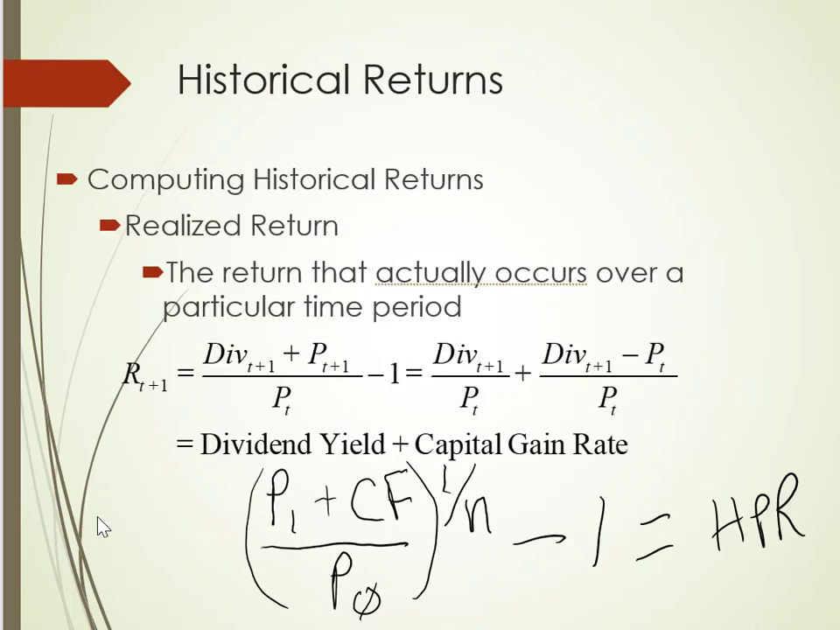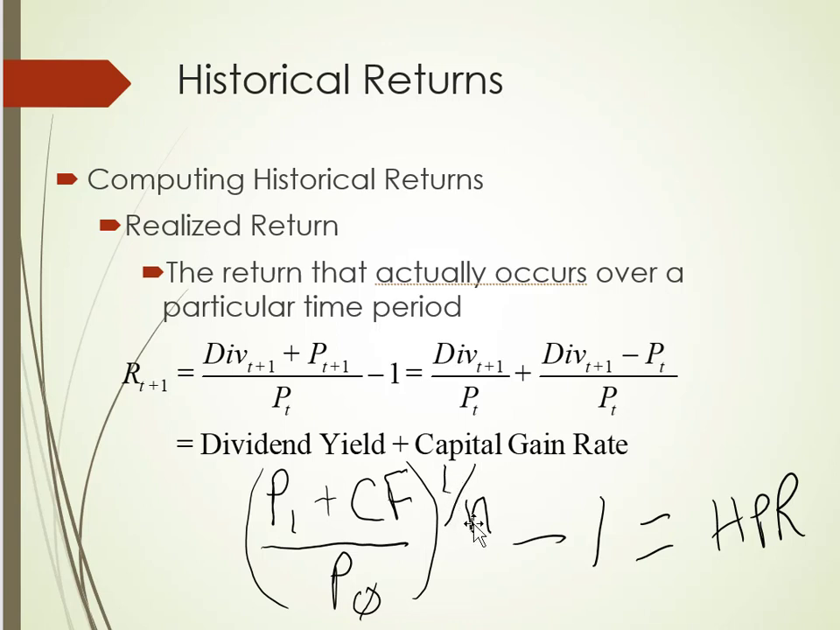The realized return, right? This is the return that actually occurs over a given period of time, and is calculated quite simply. It's just the difference in pricing divided by the beginning price. And as you can see here, I have a simplified algebraic equation written here. These two equations are algebraically equivalent. So you take the ending price, P1, add that to any cash flows during the period, and divide that by P sub 0, which is the beginning price.